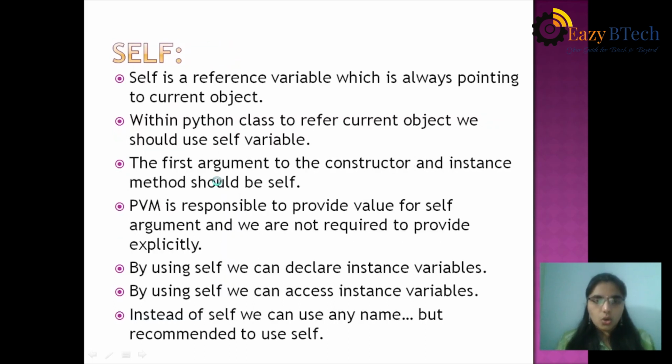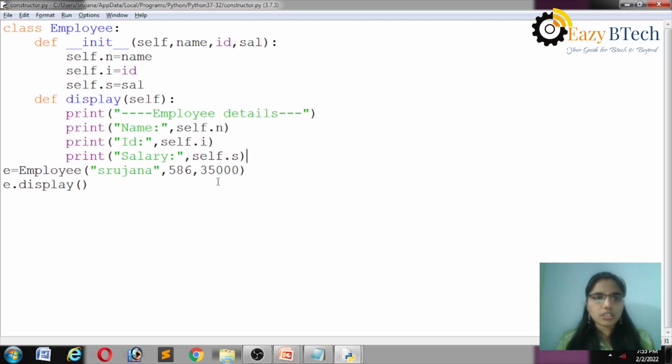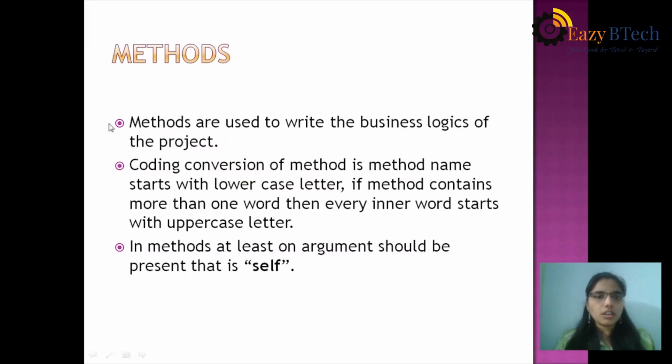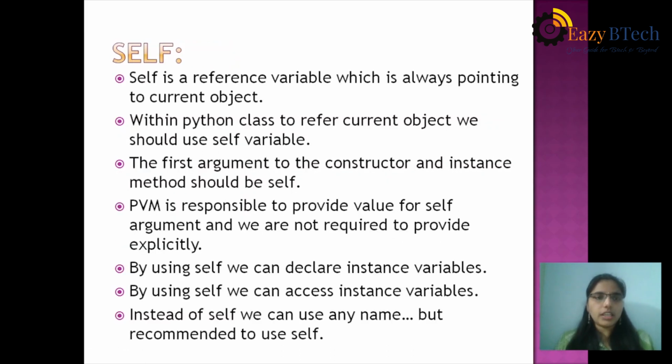Okay. After that, what is the method syntax? Method syntax is def, method name, self or arguments, statements. What is self? See here, in the constructor, the self argument is there. In a method, the self argument is there. What is self? Self is a reference variable which is always pointing to the current object. Within a Python class, to refer to the current object, we should use the self variable.